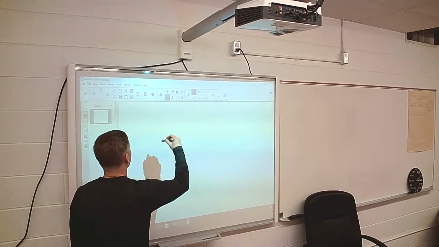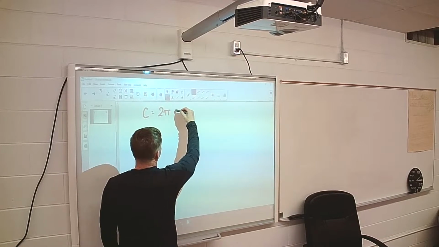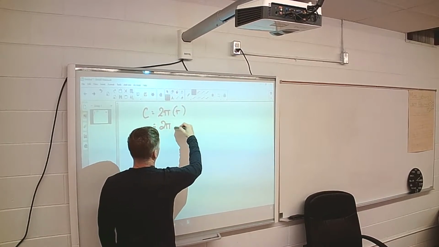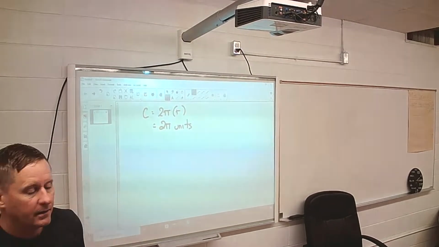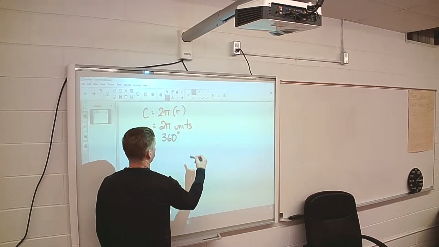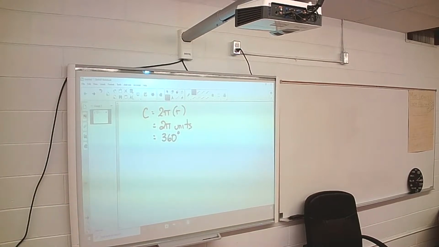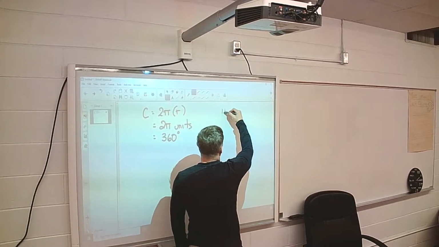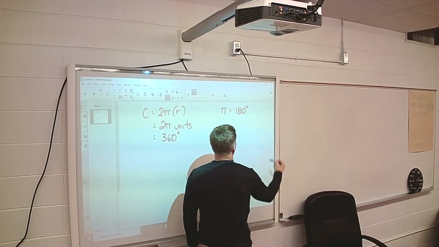Okay, so the circumference of a circle is found by taking 2 pi times the radius. And if we make the radius 1, it's 2 pi units around the circle. The distance around the circle in degrees is 360 degrees. Now, what we tend to do is change the ratio. Rather than using 2 pi, make it this. 1 pi radian is equivalent to 180 degrees.